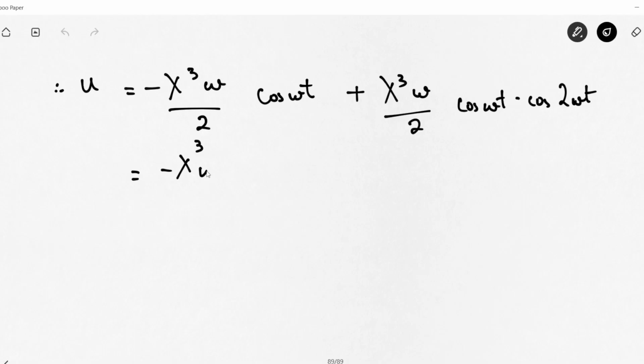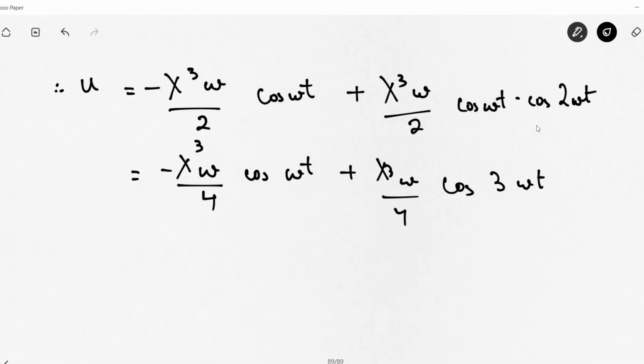So this becomes minus X cube omega divided by 4 cos of omega t plus X cube omega by 4 cos of 3 omega t. This is actually cos a cos b, and for cos a cos b we have the formula: cos a cos b is equal to cos of a plus b plus cos of a minus b, whole divided by 2. So cos of a plus b, we have omega t plus 2 omega t, that becomes 3 omega t, and cos of a minus b, that becomes 2 omega t minus omega t, that is omega t, that becomes X cube omega by 2 into cos omega t.